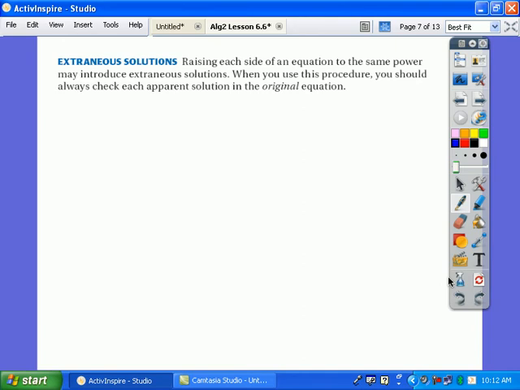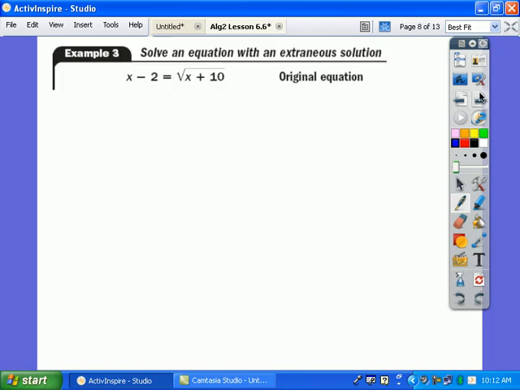Here we are. x minus 2 equals the square root of x plus 10. So I need to undo a square root. Remember, step 1 is to isolate it. Well, it is isolated. There's nothing else over here with it. So how do I get rid of a square root? We square both sides.